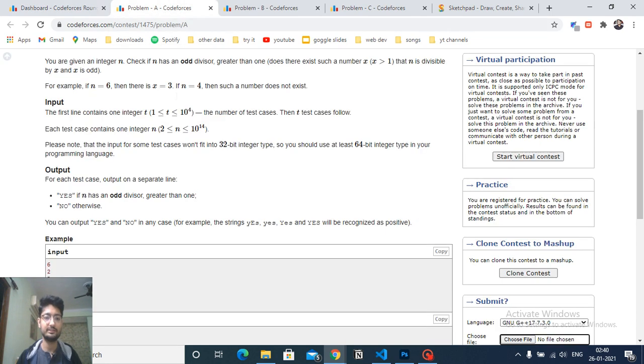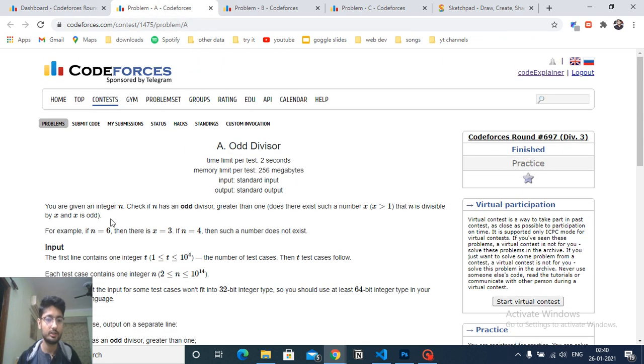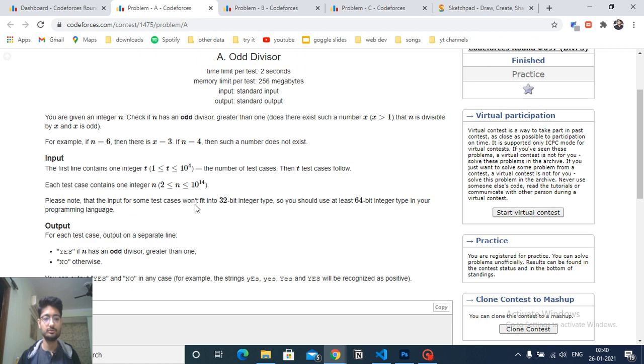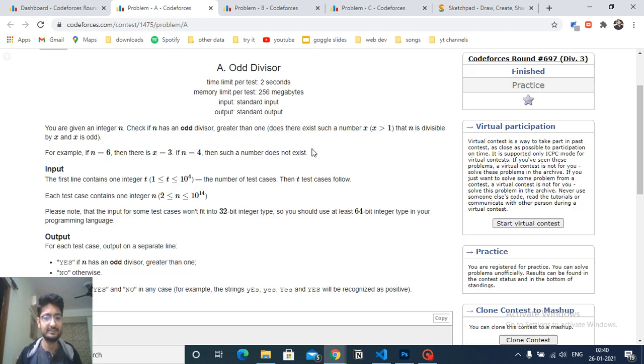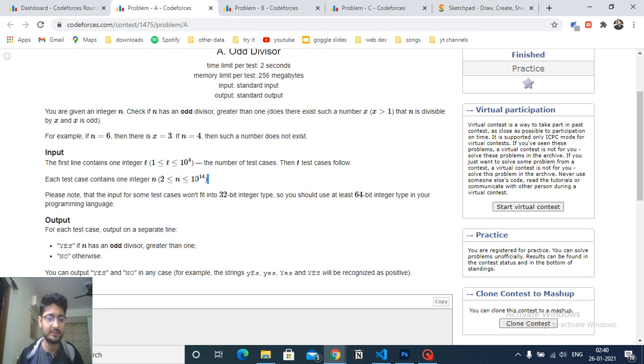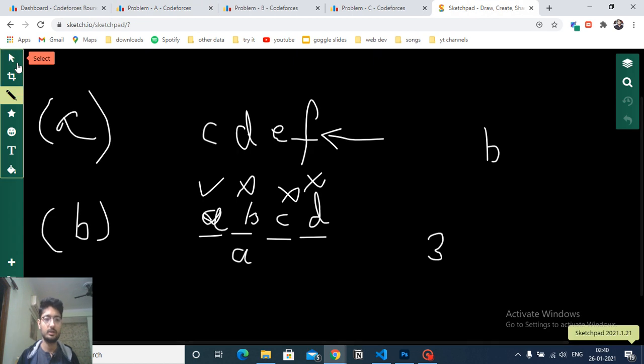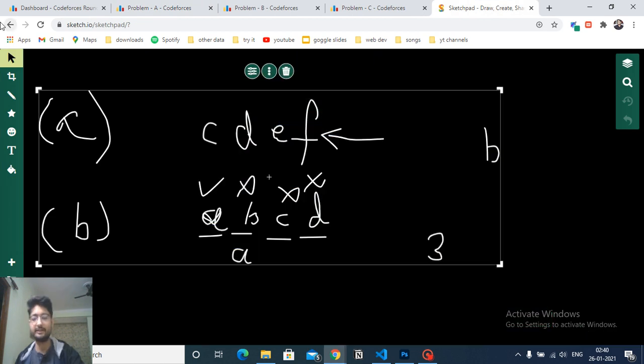Okay, so let's start. The first problem states that you are given an integer n and you have to check whether n has an odd divisor. You are given some number n and you have to just check whether there is some odd divisor of n. If there exists, you have to output yes, or else no. N is very large. If you want, you can brute force to find the divisors for every number and do it for every test case, but I don't think that can pass. It can go to time limit exceeded.